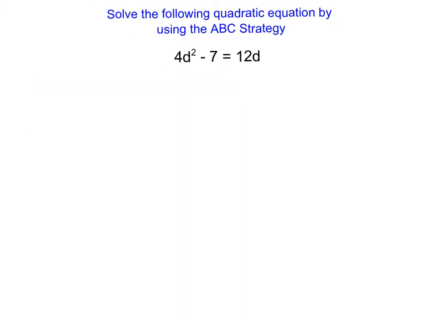So for this third example here, what I notice is that it's not set equal to 0, and we know that if we're going to use the factoring strategy, that we're going to use the zero product property, so this needs to be set equal to 0. So I'm going to start by subtracting 12d from each side. So I have 4d squared minus 12d goes in the middle, minus 7 is equal to 0.